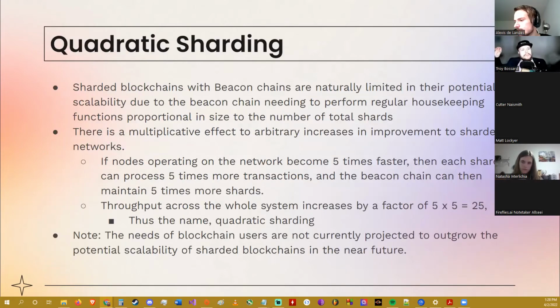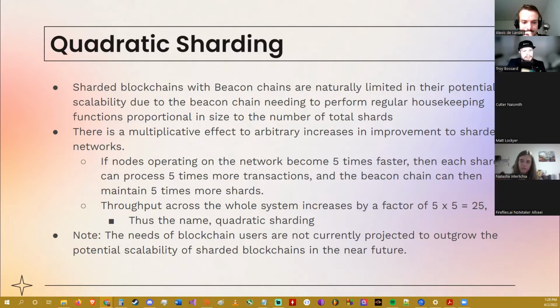So the most common way that sharding is implemented is utilizing something called beacon chains. So with beacon chains, basically, you have the beacon chain and you have different shards on the blockchain. The shards are chugging along, processing transactions, and then at some regular interval, they pass information back to the beacon chain, and the beacon chain performs some regular housekeeping functions, which is proportional in size to the number of total shards in order to keep everything in line.